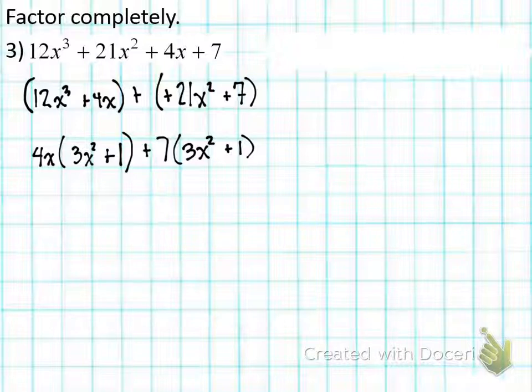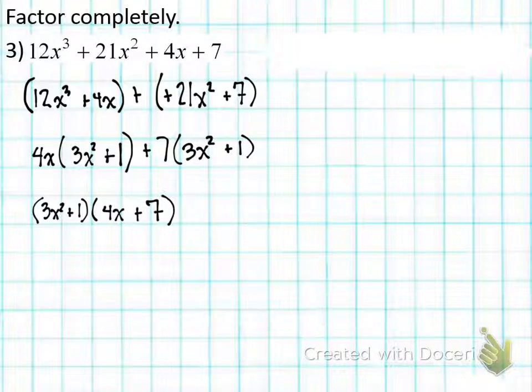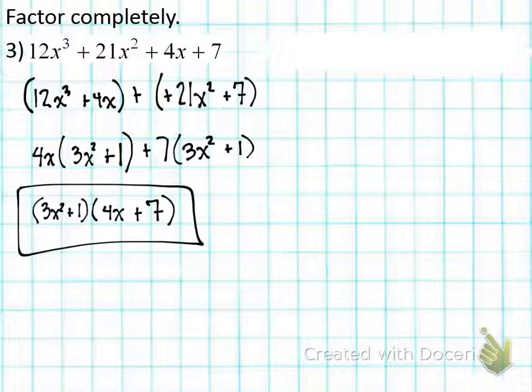Okay, what common factor do you see in both of these terms? Good, that whole binomial is a common factor. 3x squared plus 1. Common factor. Okay, times, open parentheses, 3x squared times what is the first term? Times what? 4x, good. 3x squared plus 1 times what is equal to the next term? Positive 7, right? Good. And that's it. We're done. We just factored by grouping. All right? Next one.